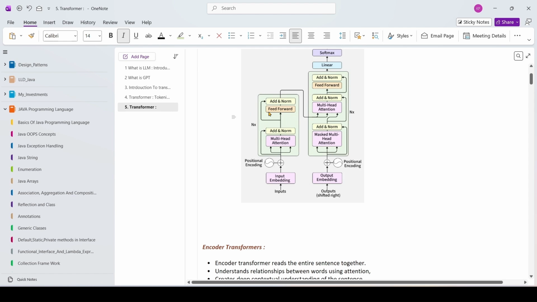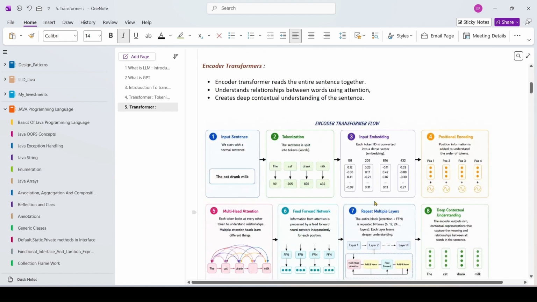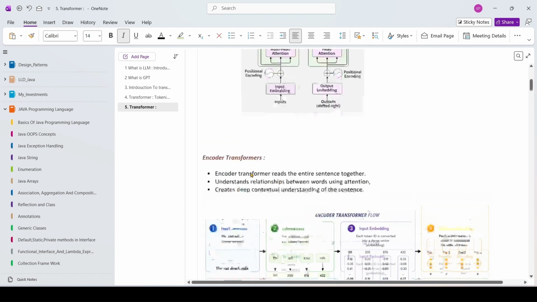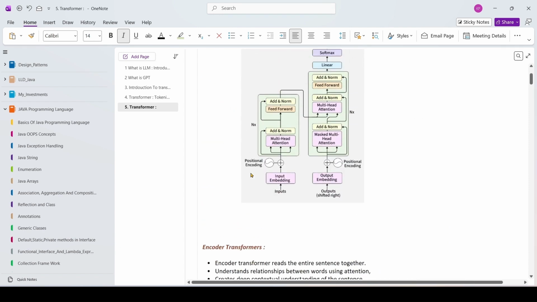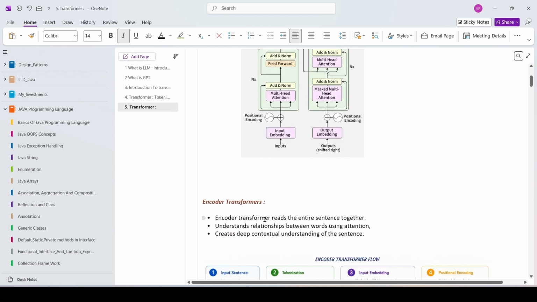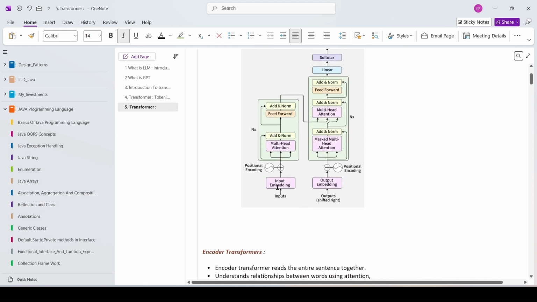Once the feed-forward is done, the same block of the transformer will run again and again. This is what we call repeated multiple layers. Within each layer, the understanding of the sentence will become clearer to the transformer. Let's say we are reading a sentence. Once we read the sentence for the first time, we might not get the entire sentence. So we read the same sentence again and again, and the understanding and the context of the sentence become clearer to us. The same thing happens here as well.